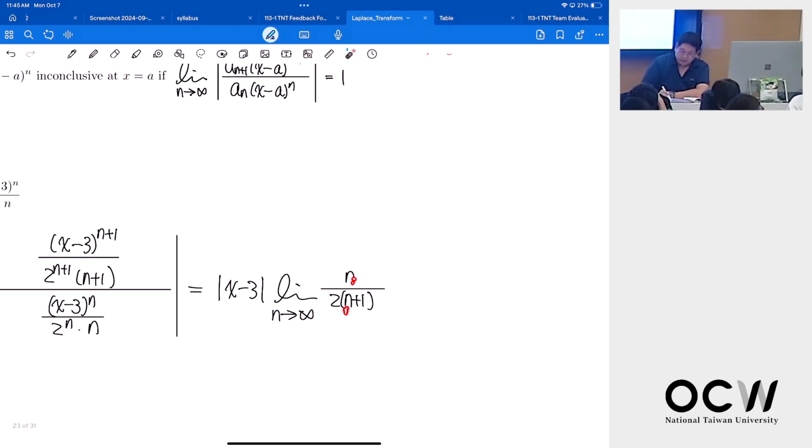When n goes to infinity, you use L'Hopital's rule. You take the derivative on both sides, so there'll be 1 and here will be 2. So this becomes 1/2, which gives 1/2 times the absolute value of x minus 3.